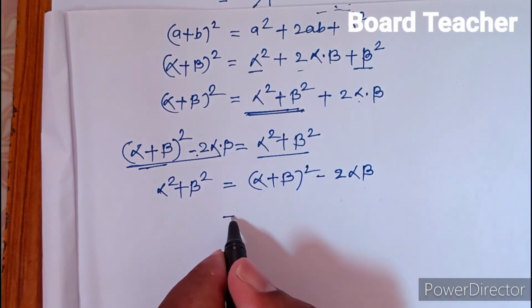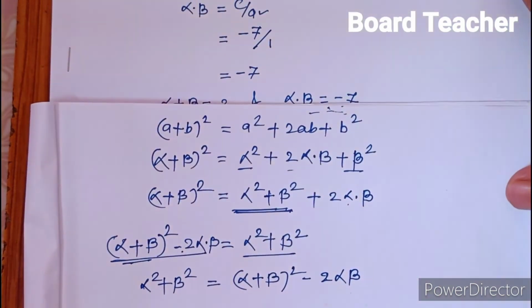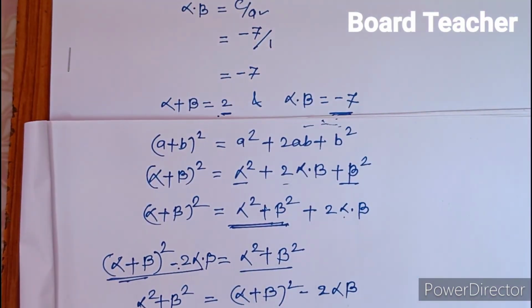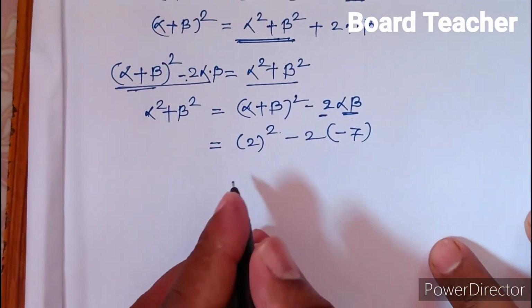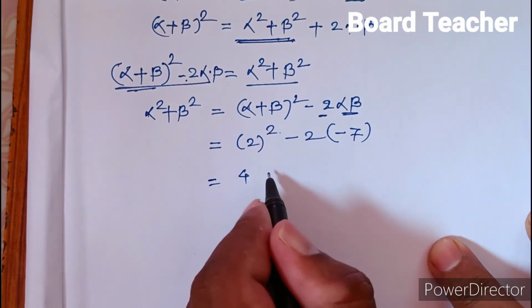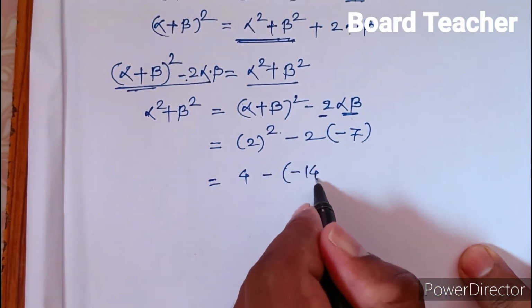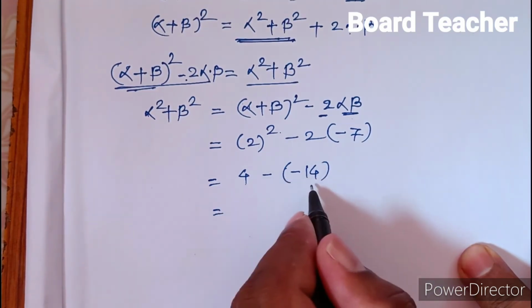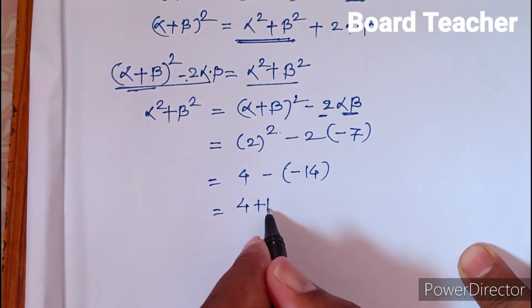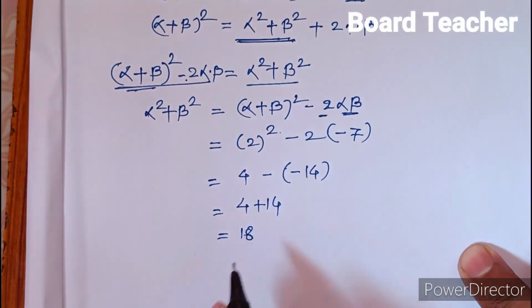Now we know the values of alpha and beta, that is alpha plus beta equals to 2, write down here 2 whole square minus 2 as it is, alpha dot beta is minus 7. Now on solving this, we get 2 square that is 4 minus 2 into minus 7 that is minus 14 equals to 4 minus minus 14, that is 4 plus 14 equals to 18.